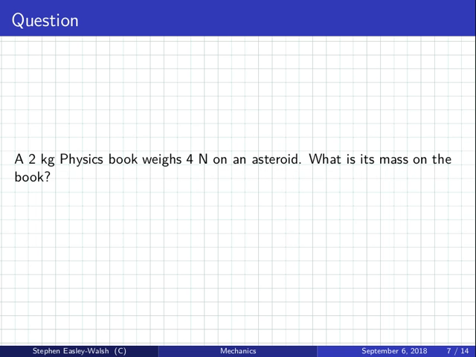A 2 kilogram physics book weighs 4 newtons on an asteroid. What is the mass of the book? That's a trick question. What's the mass here? It's right in front of you. It's 2 kilograms. That doesn't change. 2 kilograms.